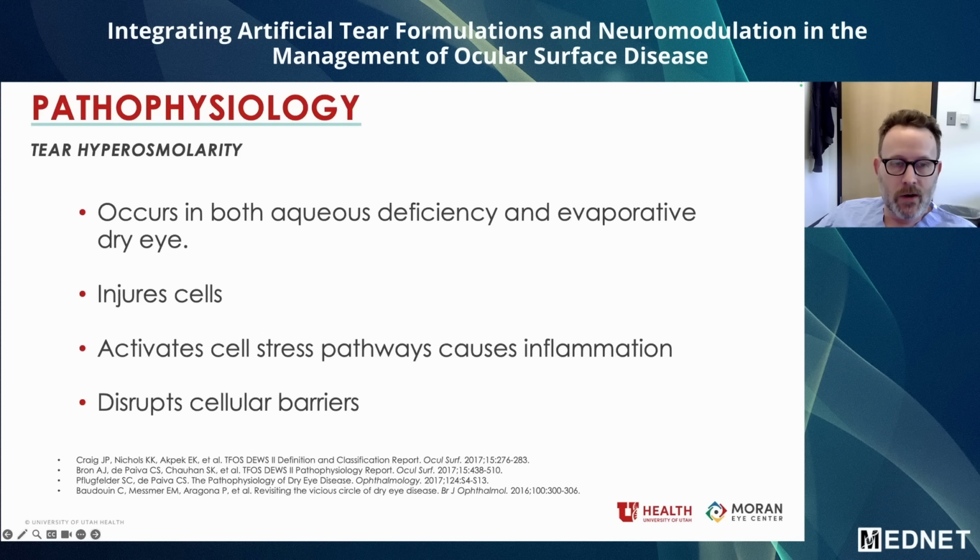It's particularly interesting because it occurs in both major forms of dry eye disease, and this is one concept to touch on. It occurs when we have aqueous deficiency disease because there's insufficient tear volume. The lacrimal glands aren't making enough tear. And it also occurs in evaporative disease because tears disappear too quickly and concentrate on the surface of the eye. So they're different pathways, but they have the same endpoint.